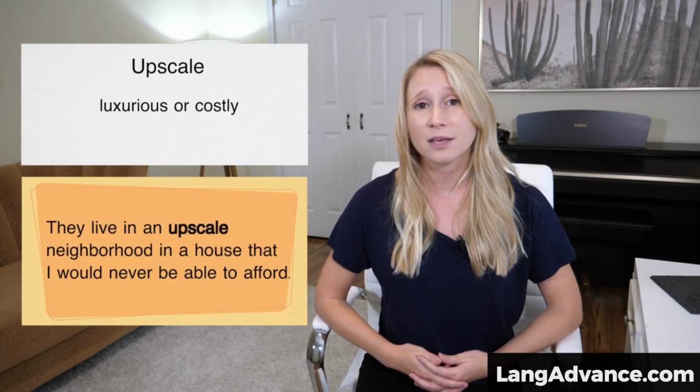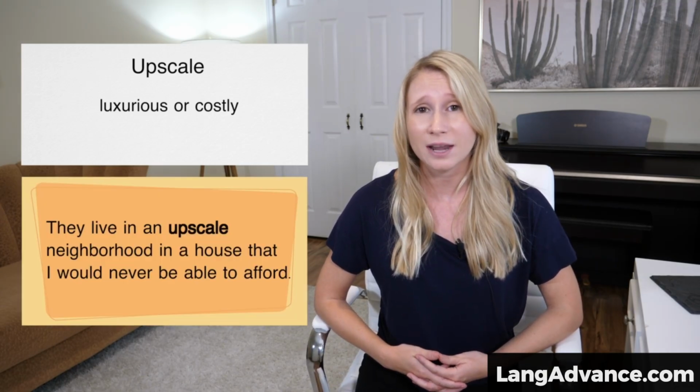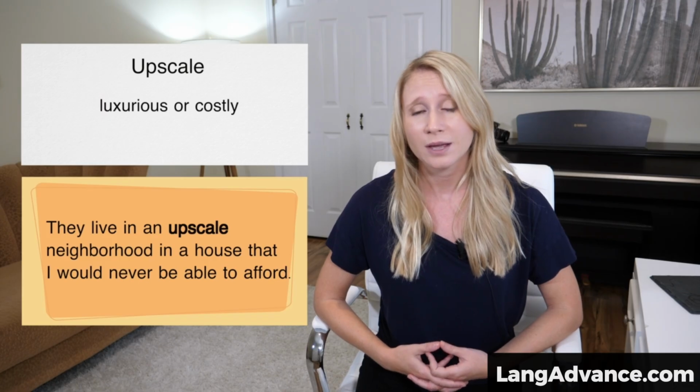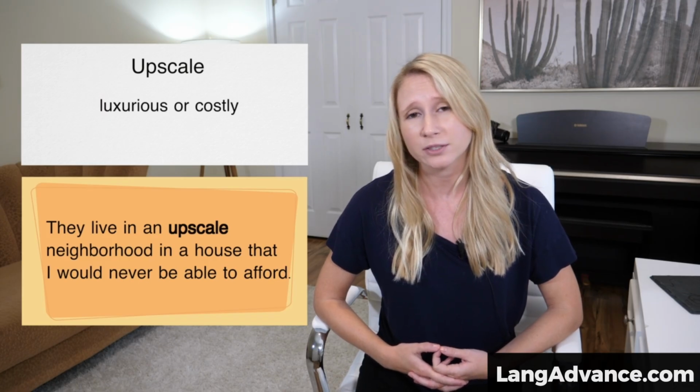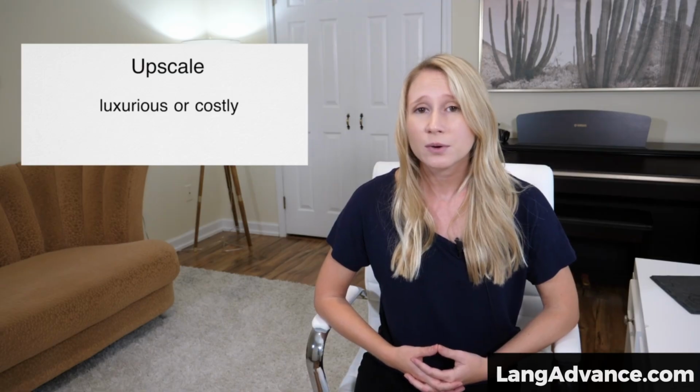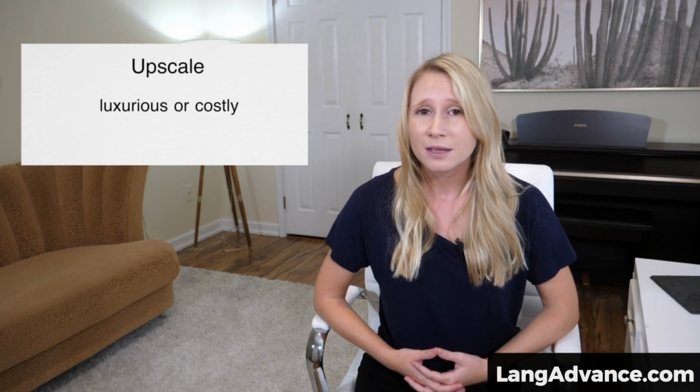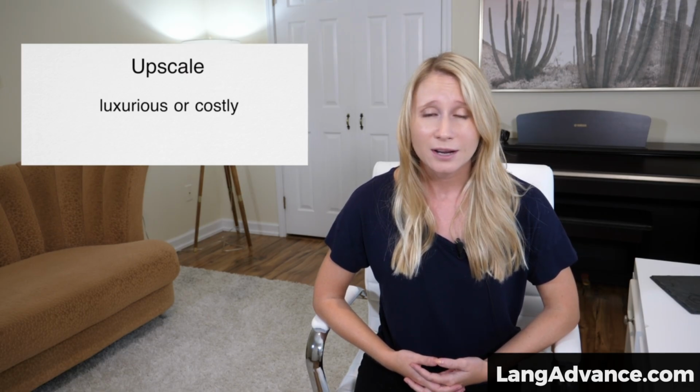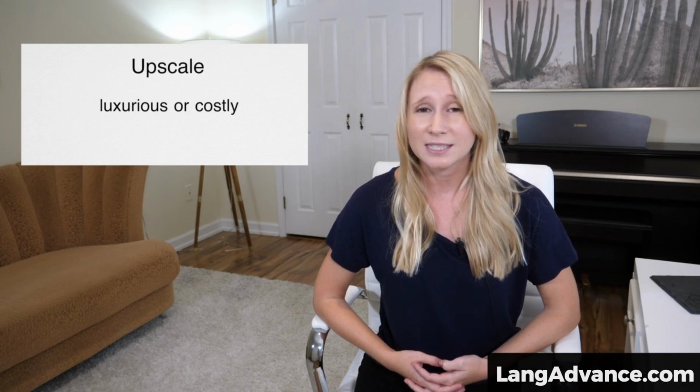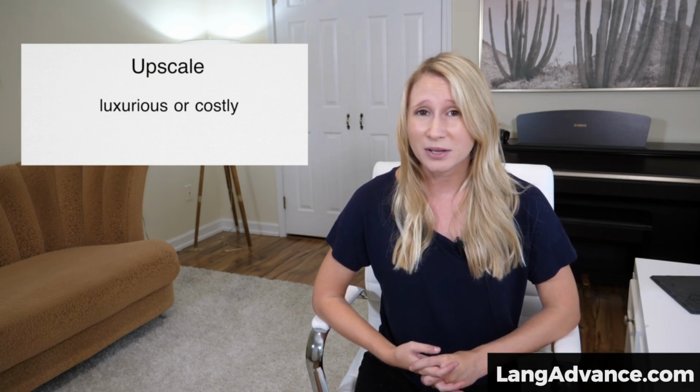Let's see how we would use it in a sentence. They live in an upscale neighborhood in a house that I would never be able to afford. Let's see how we used it in our conversation. It comes back, I think, maybe to the type of restaurant. It was sort of an upscale restaurant. So here we were thinking that maybe the restaurant that we ate at was an upscale restaurant, and that's the reason why they seemed offended when we asked for a to-go box.